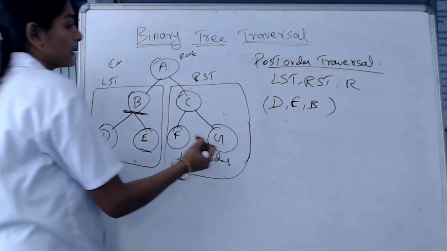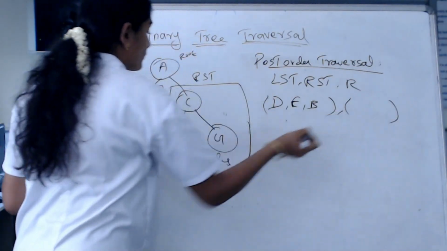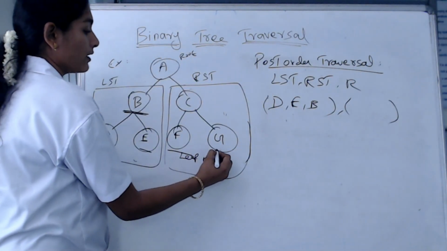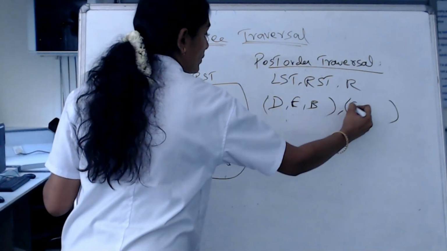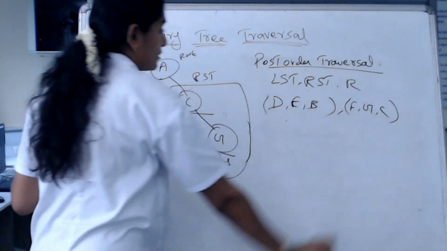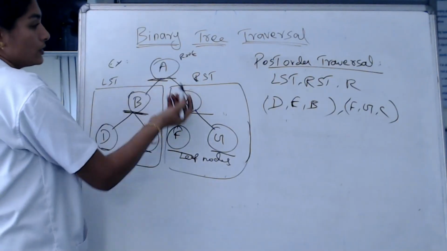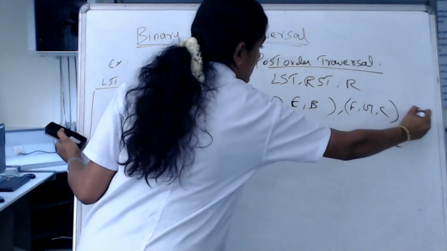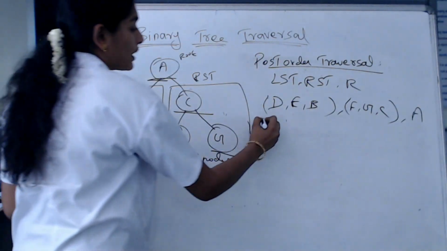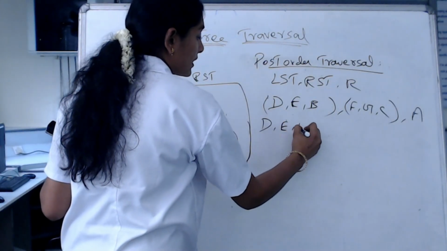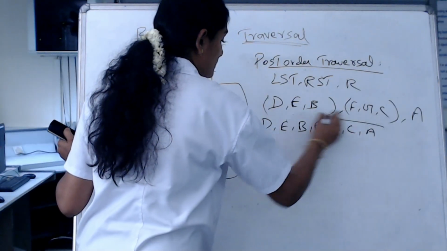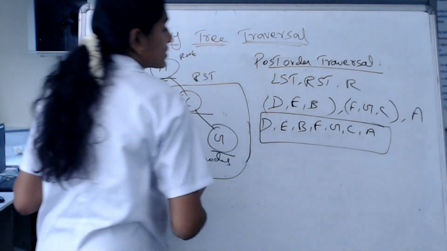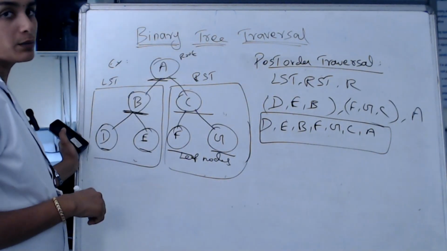Okay. Similarly for the right subtree also. Yes, visit the left F, visit the right G and visit the root node at last. So F, G, C. Okay. At last visit the root node, that is A. Yes, at last write A here. So combine all the terms: D, E, B, F, G, C, A. Yes, this is the post order traversal for this particular binary tree.